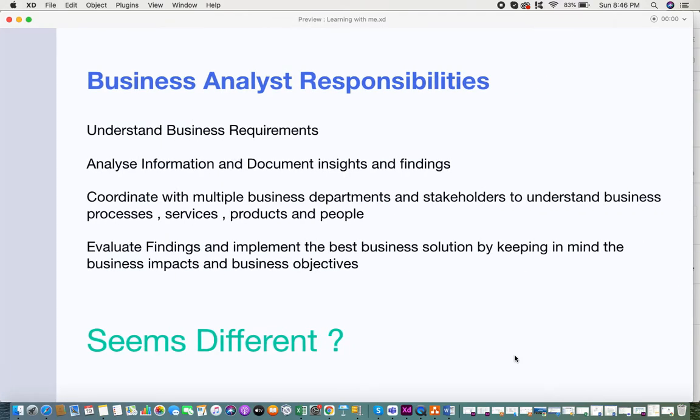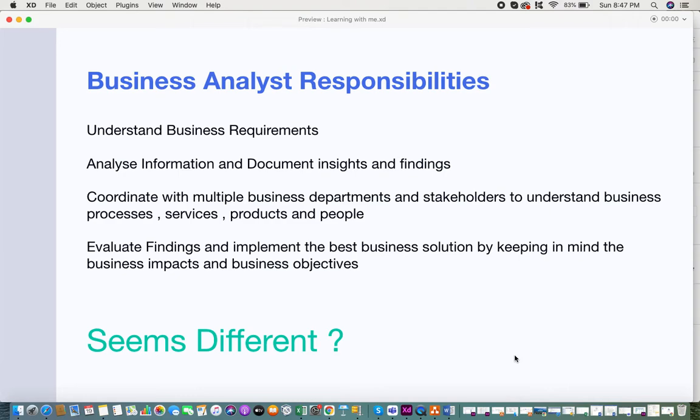Looking at the business analyst responsibilities, the business analyst needs to understand the business requirements. They need to analyze information and document the insights and findings that they come across. They also should be able to coordinate with multiple business departments and stakeholders, as I said, to understand the business processes, services, products, and the people. Because ultimately, it's based on this information that they would be able to provide efficient solutions. And lastly, they should be able to evaluate various findings and implement the best business solution by keeping in mind the business impacts and the business objectives.